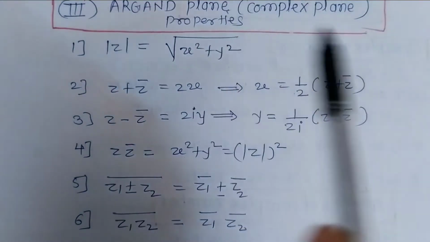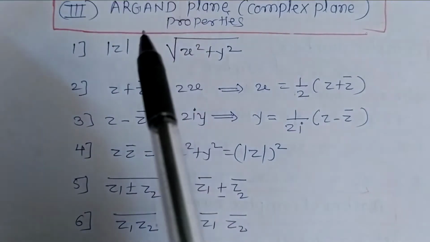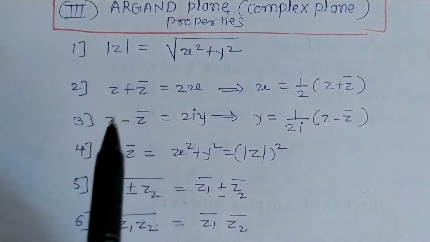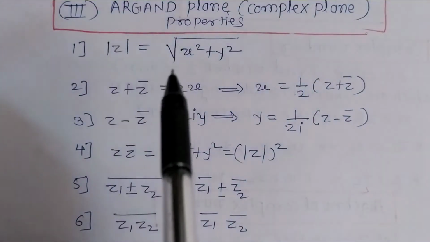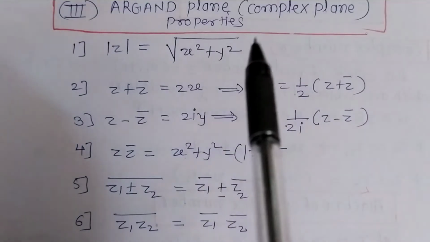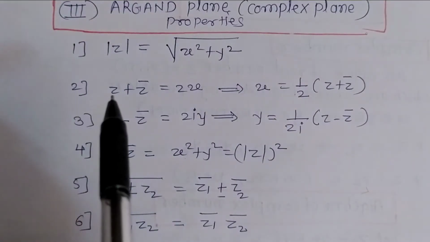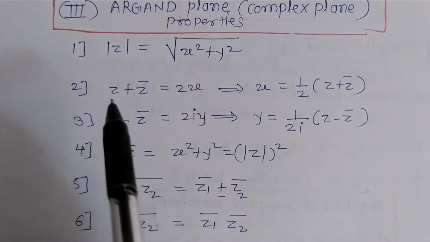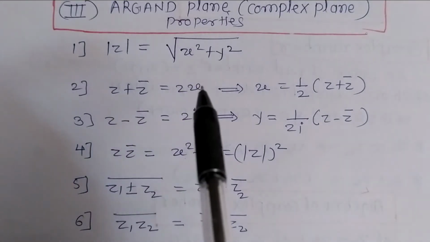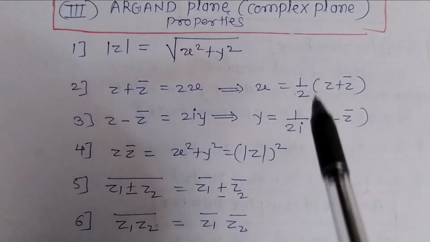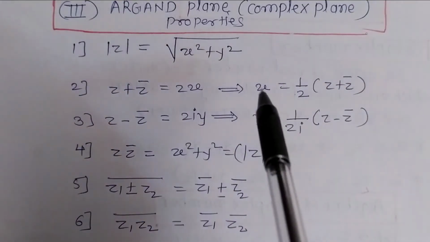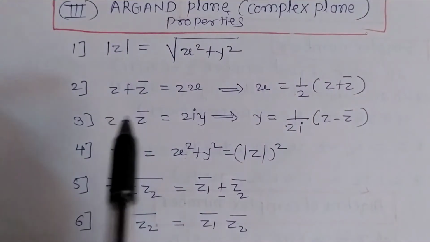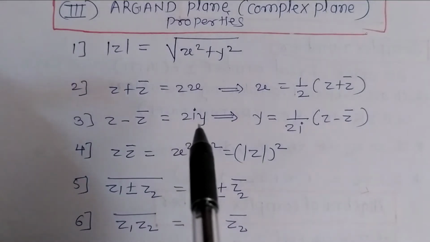Some properties of the complex number, or properties of the Argand plane or complex plane. First one is mod z is equal to under root x square plus y square. Second property is z plus z bar is equal to 2x, that is x is equal to 1 by 2 into (z plus z bar). And z minus z bar is equal to twice i y.